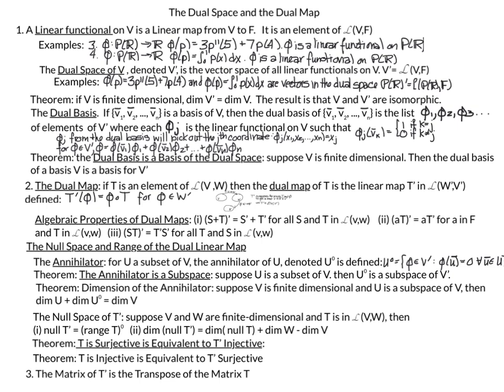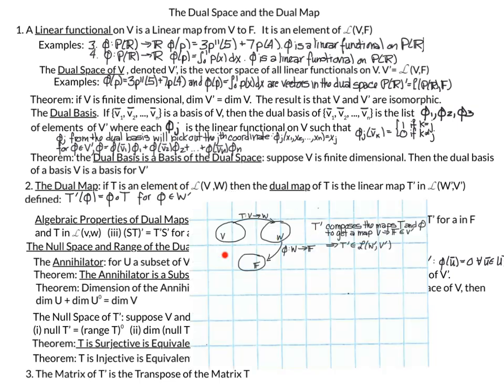Suppose V is finite dimensional, then the dual basis that we discussed over here is a basis for V prime. Next, we'll talk about the dual map. If T is a linear map from vector space V to W, then the dual map of T, which we'll denote with this T bar or T prime, in the space of linear maps from W prime to V prime, is defined by T bar of phi is equal to phi composed with T for phi in W prime. I find this picture helps explain the idea of the dual map.